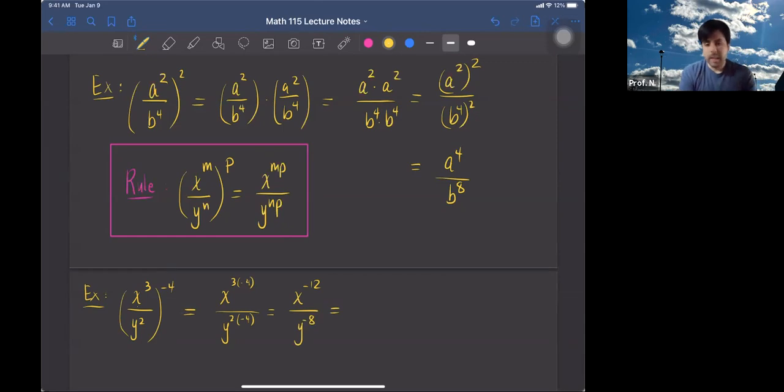But of course, we don't want negative exponents. So what do we do to make those negative exponents positive?